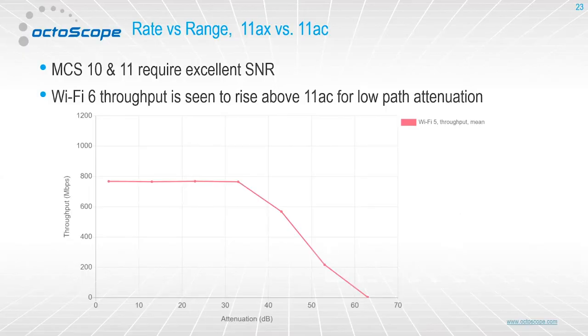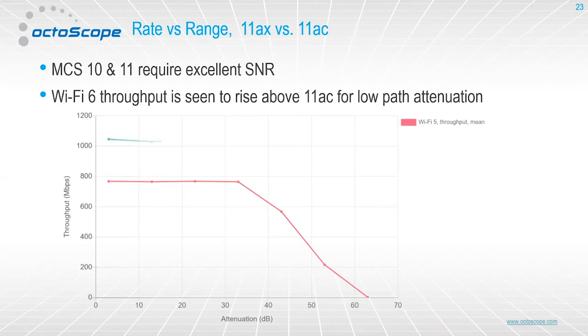So this is data that we take. The red path here, you see over in the legend, that's Wi-Fi 5 throughput. The horizontal axis is the attenuation, equivalent to changing the range, the distance between the access point and the station. And when we look at Wi-Fi 6 versus Wi-Fi 5, that's the difference that we see.